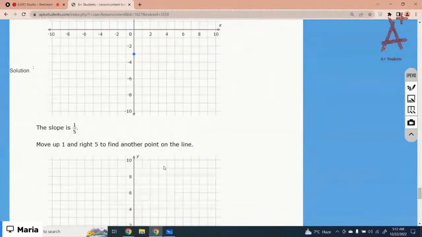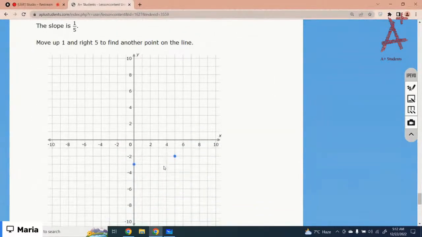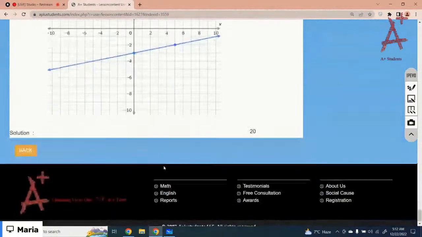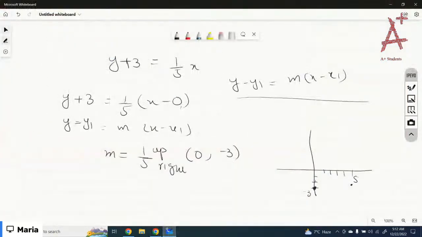Yes, 0, negative 3, 1 up and 5 right. Yes. They are the same points. Okay. This is x is 5 and y is negative 2. These are the 2 points. You can join them. They make a straight line. Got it? I'm plotting them on the graph board. That's why this is not a straight line. When you use proper graph paper, it forms a straight line.